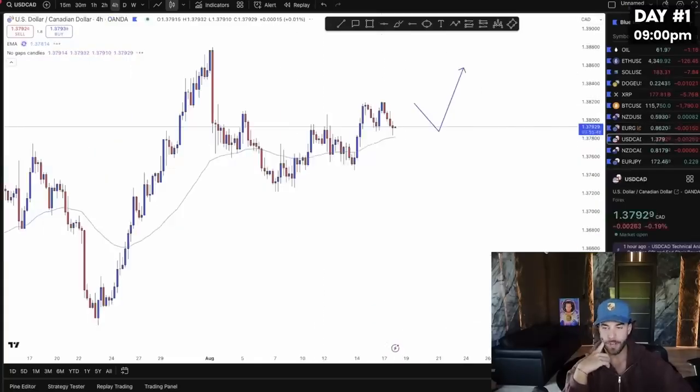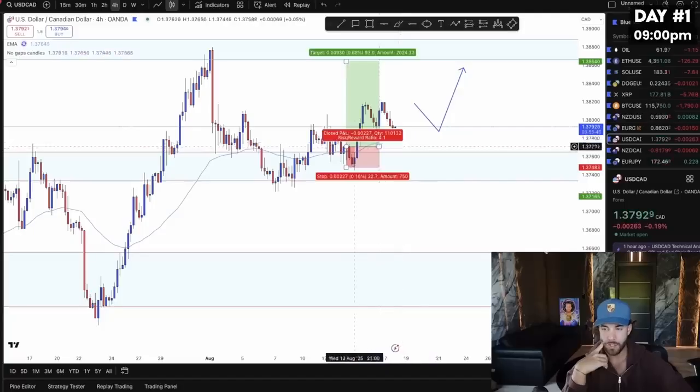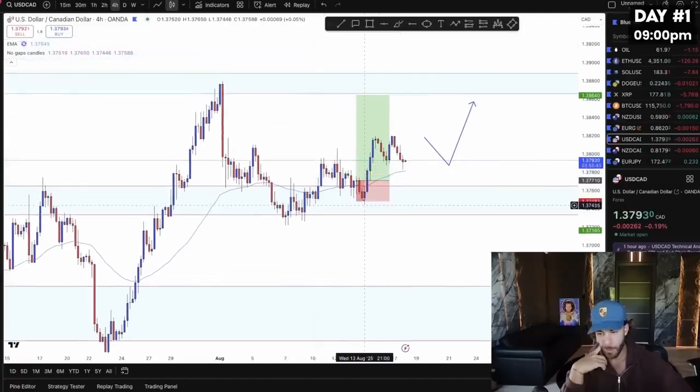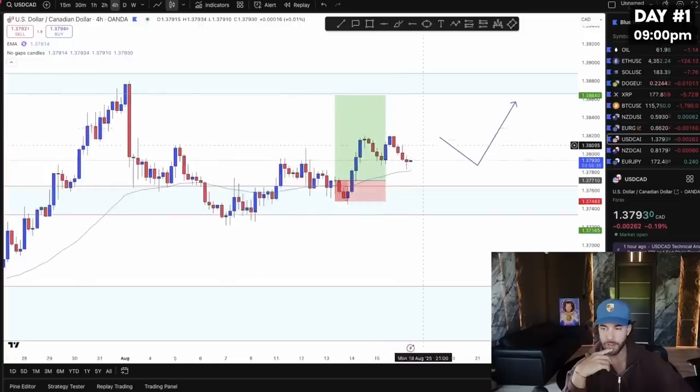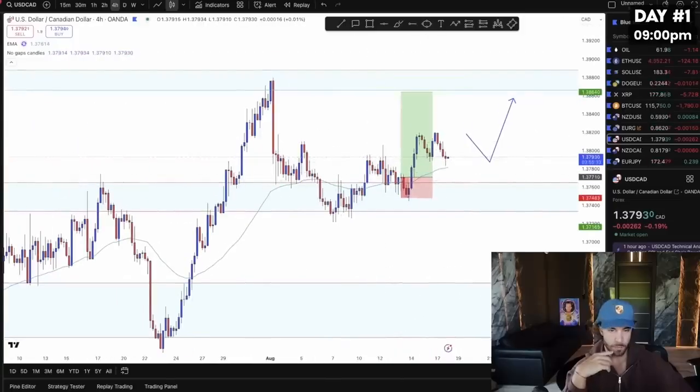USD CAD, waiting for this to make it back into this area of interest. We actually took this trade last week. We got wicked out and it went into some profit, but not our final take profit. We're gonna wait for it to come back and potentially retest this area of interest to then buy. It's a very clean trade along with very strong bullish moves.